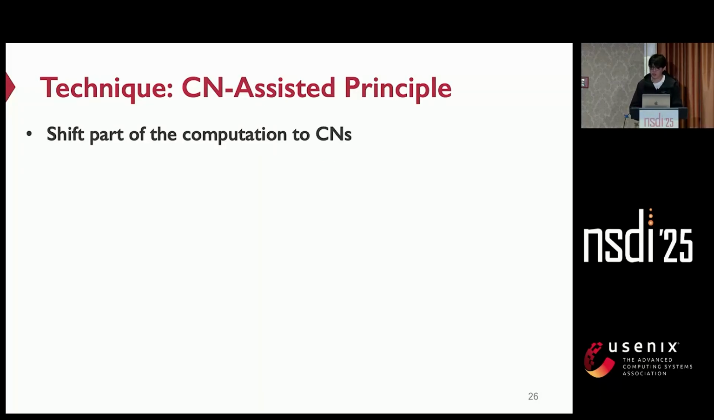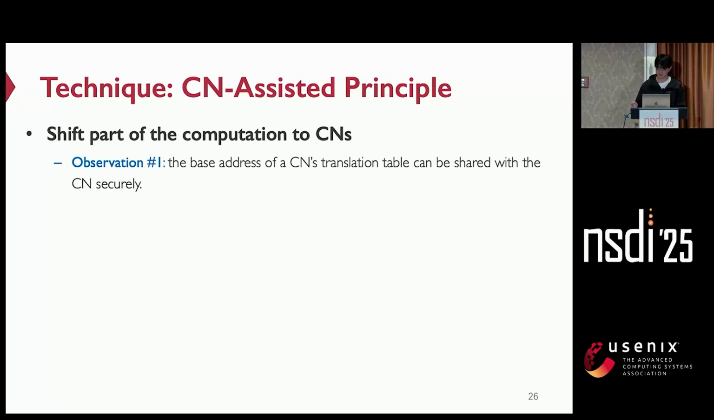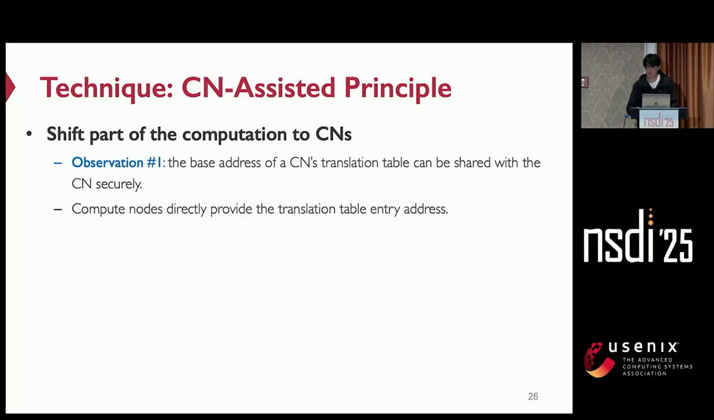For this purpose, we propose a software-based technique called compute node assisted principle, which can shift part of the computation to the compute node side to reduce execution latency of work request chains. First, we observe that the base address of a compute node's transition table can be securely shared with the compute node. So we shift the calculation of the transition table entry address to the compute node and let the compute node directly provide the transition table entry address instead of a SOAP address when sending the SOAP request. This can reduce the execution latency of work request chains.